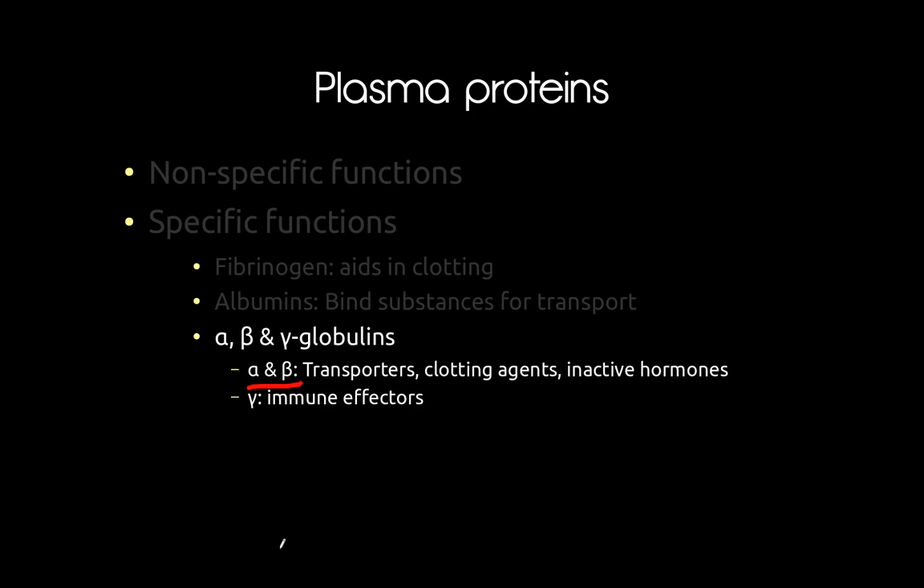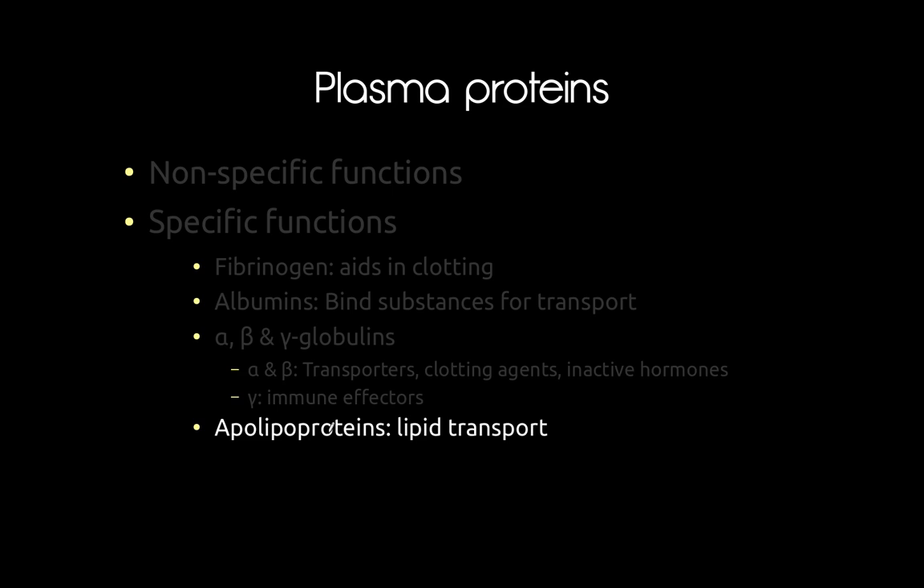But we also have gamma globulins, which are a component of the immune system. Really big important system, but since we have an entire class for that, I'm not really going to talk at all about the immune system in this class. Also, like we were talking about before, we also have the apolipoproteins that are useful in lipid transport as well.